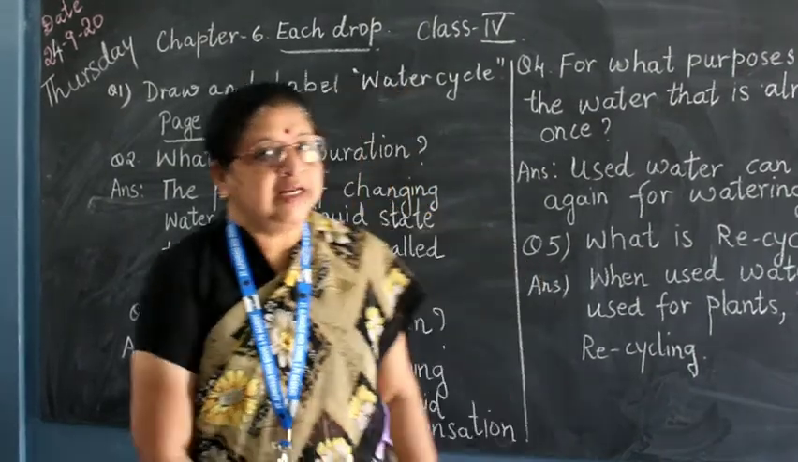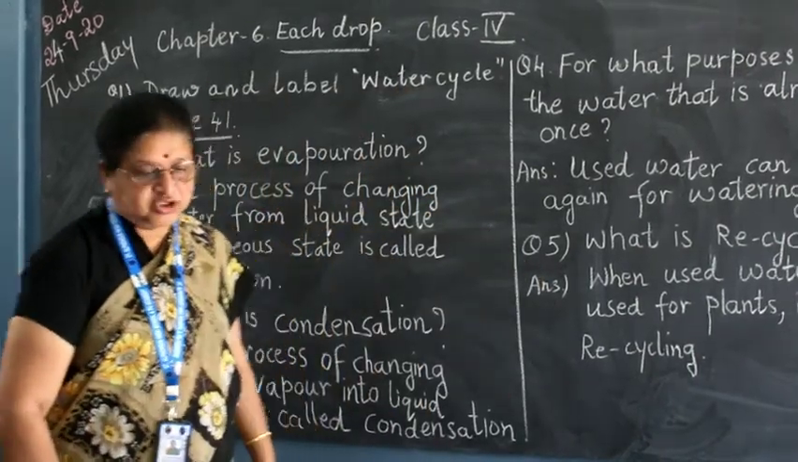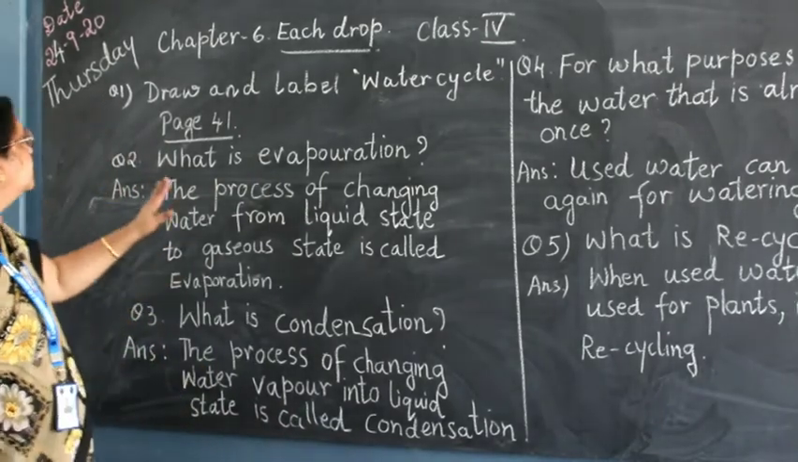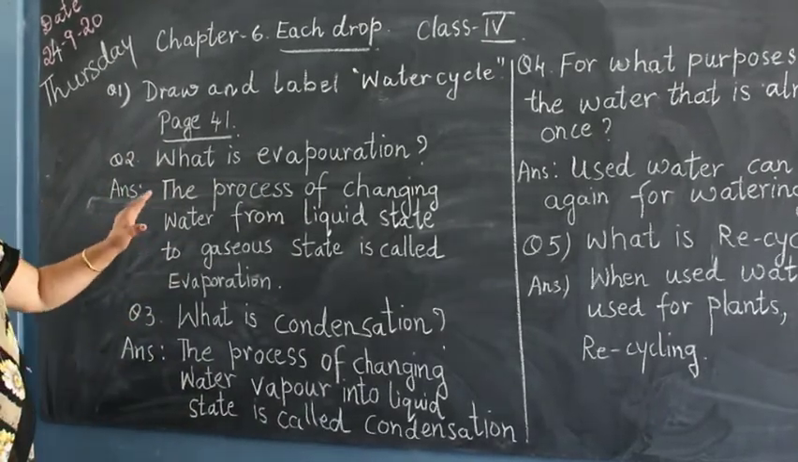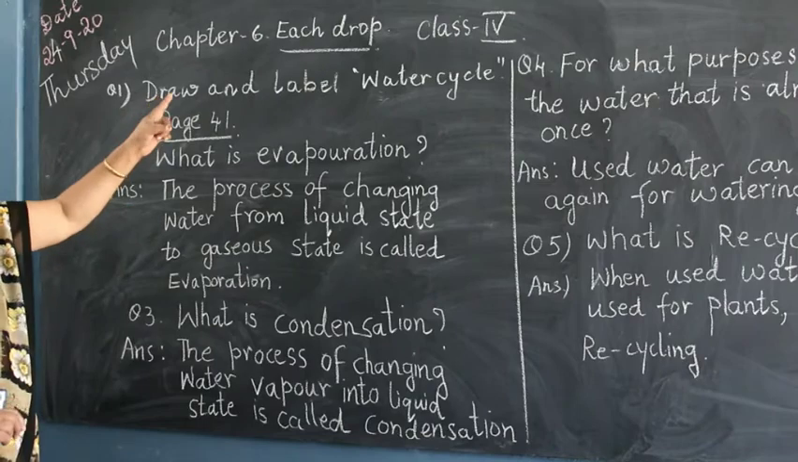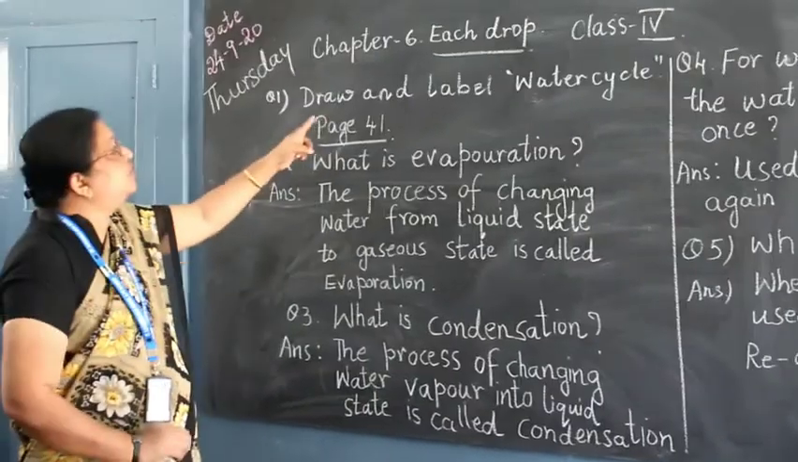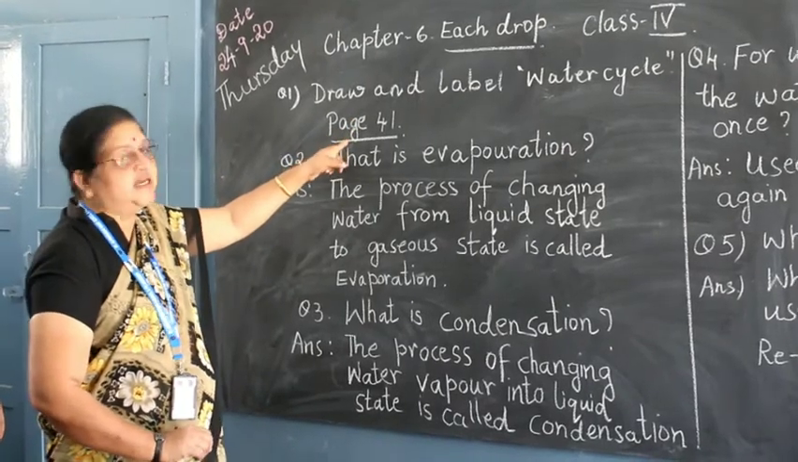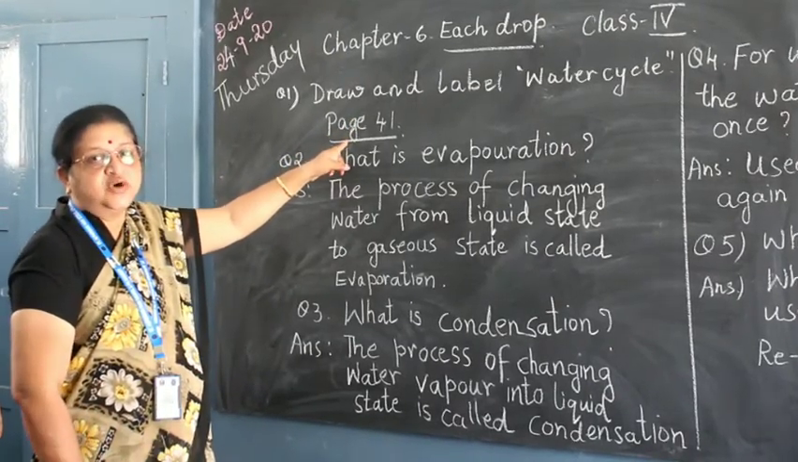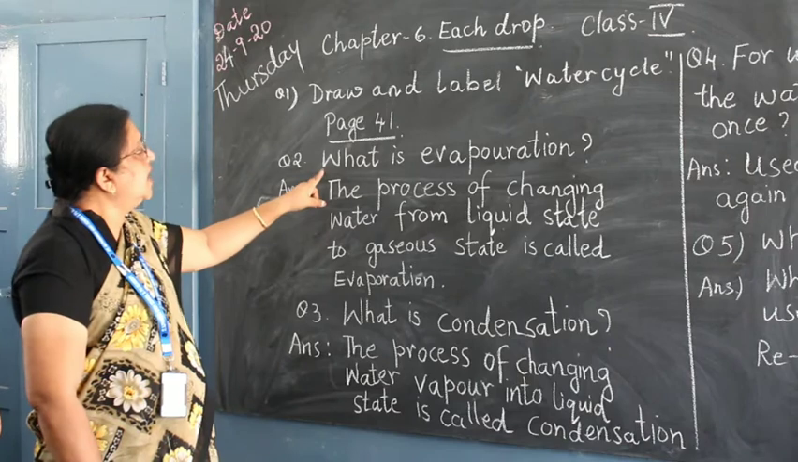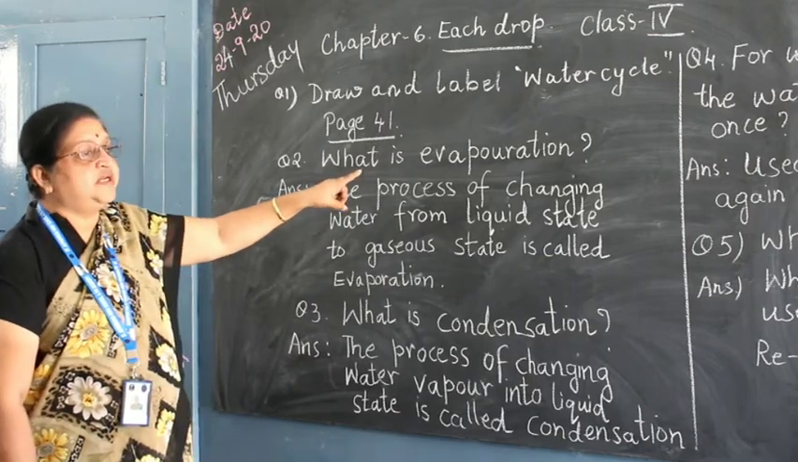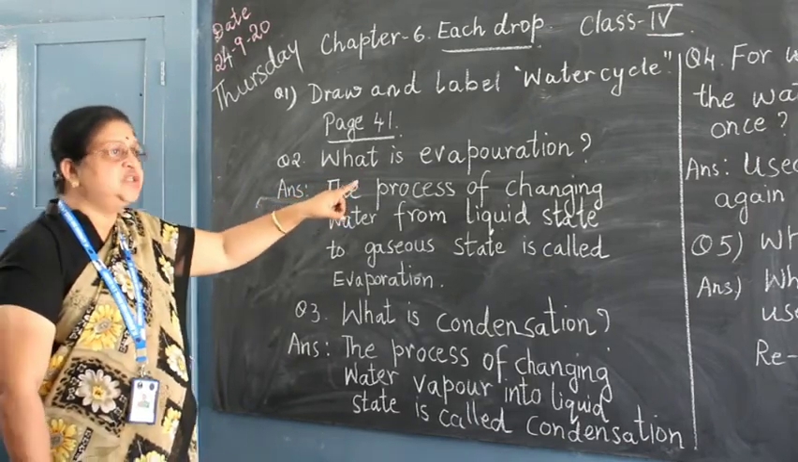Now I give you the classwork. Look at your classwork, children, please. The classwork you have to write in your classwork with the heading chapter 6, each drop. First question, draw and label water cycle. It is on page 41. Next one, what is evaporation? Now what is evaporation, children?